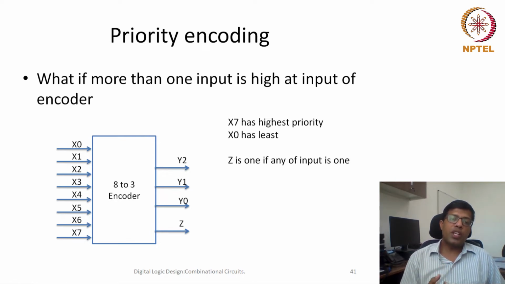Here is one additional issue: what would happen if none of them is 1? If none of them is 1, then what would it encode into? In our 8 to 3 encoder, previously our definition was that at least one of them has to be 1.